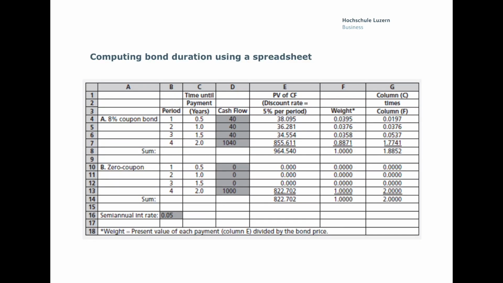The duration of the bonds used in the previous example can easily be computed by using a spreadsheet program like Excel, as depicted below. For example, for a 0 coupon bond, the weight in column F is equal to the present value of each payment in column E divided by the bond price in cell E8. The duration is obtained by multiplying column C times column F and summing up.